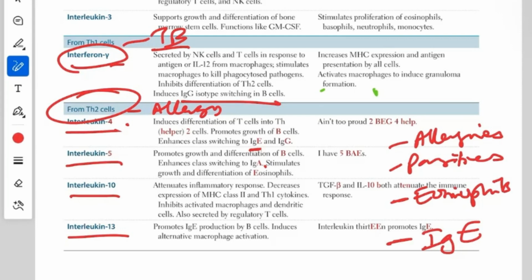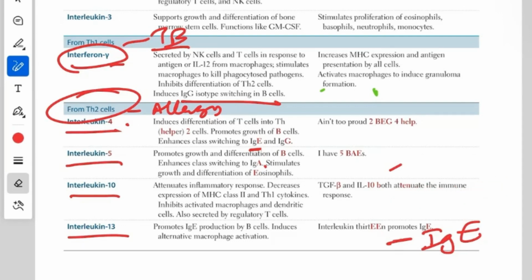Now, of all these from Th2, I'll give a special mention, and of course IgA is also there. Look at IgA over here. There's class switching for IgA, particularly interleukin 5.